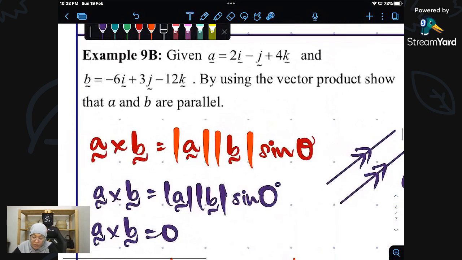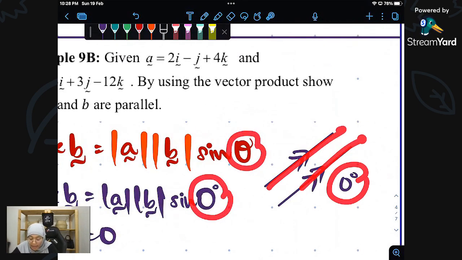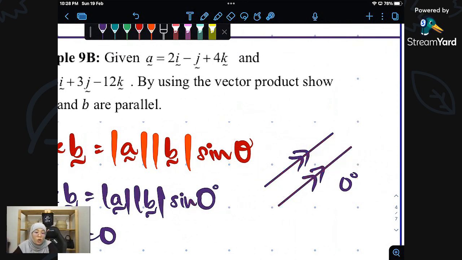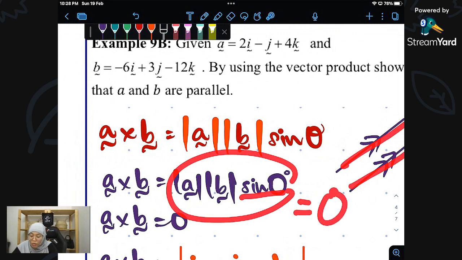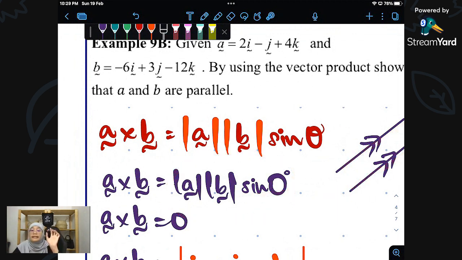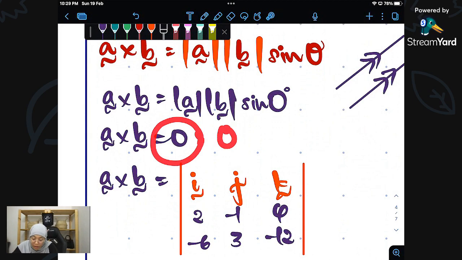Okay, so now disebabkan theta kita adalah 0 degree. How do I know? Because it's parallel, guys. Parallel got no degree, so it's 0 degree. Okay, when sine 0, it means that everything here is 0. Sine 0, use calculator, it is 0. Okay, so everything here is 0. So now, we gotta show whether we got 0 or not.